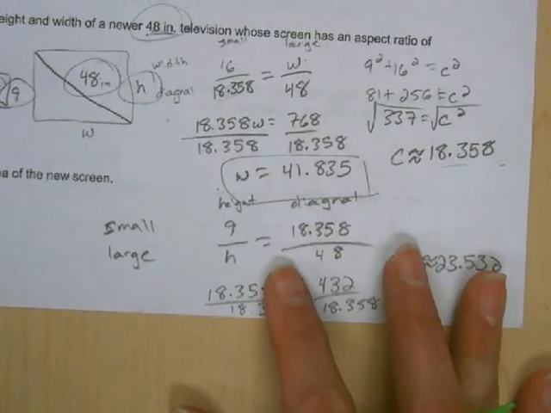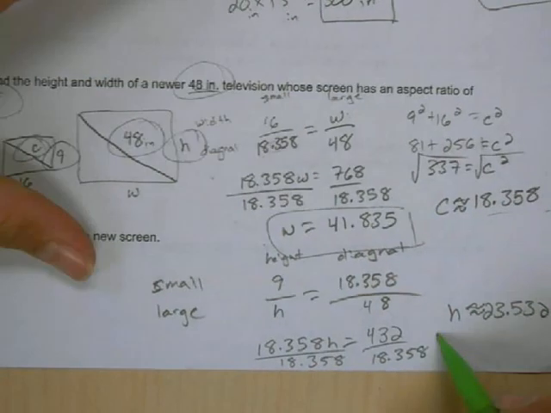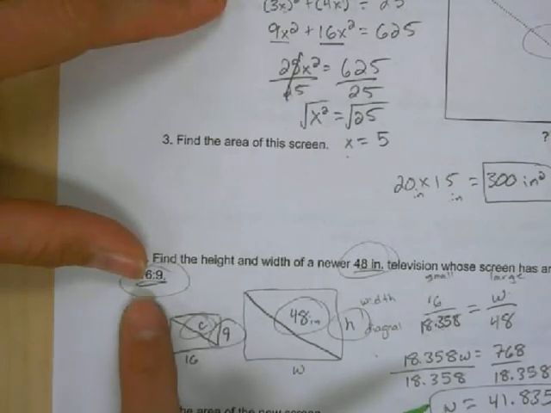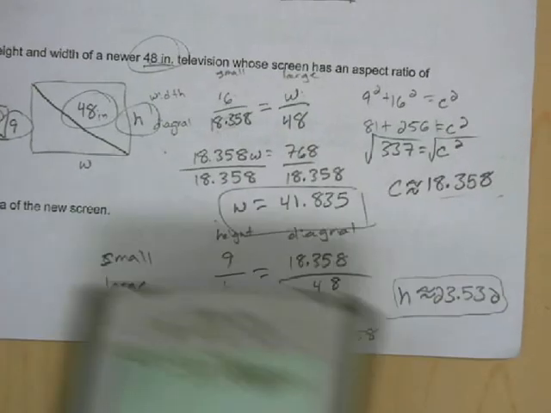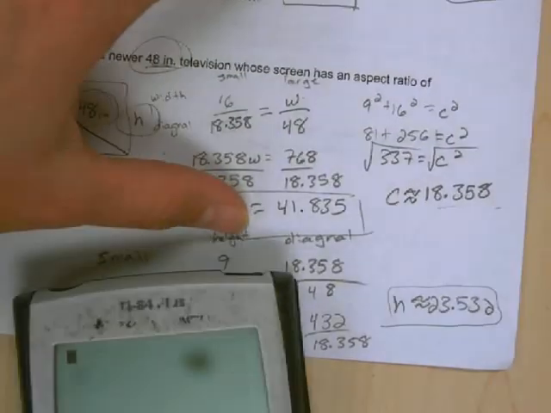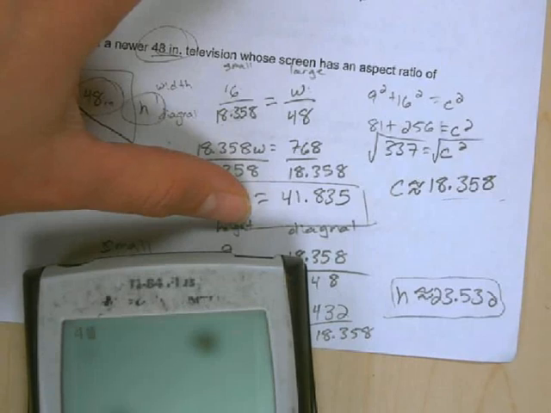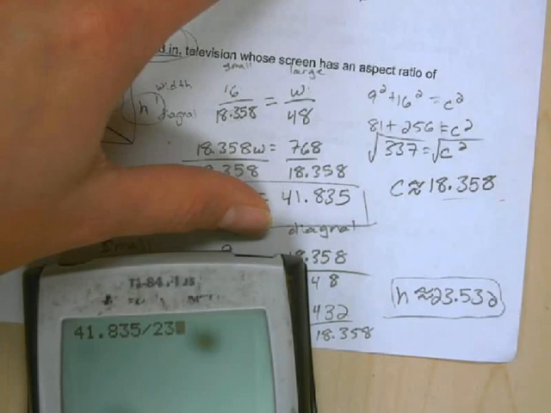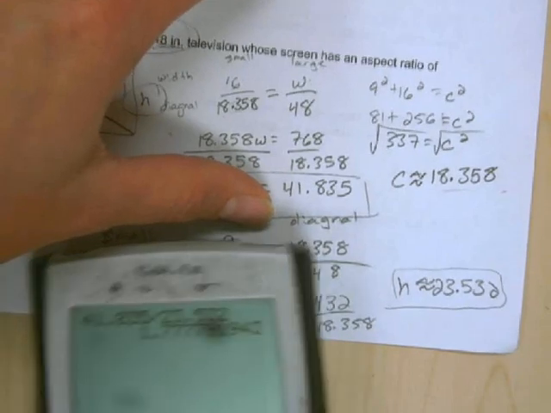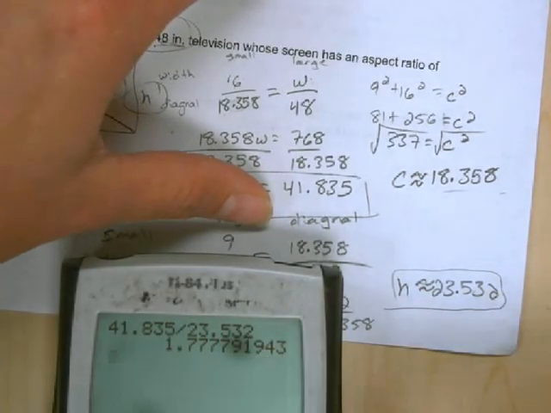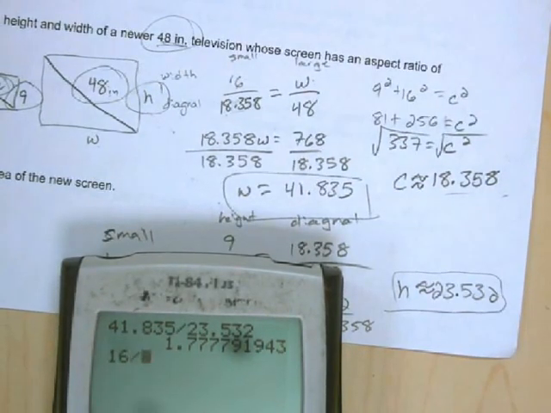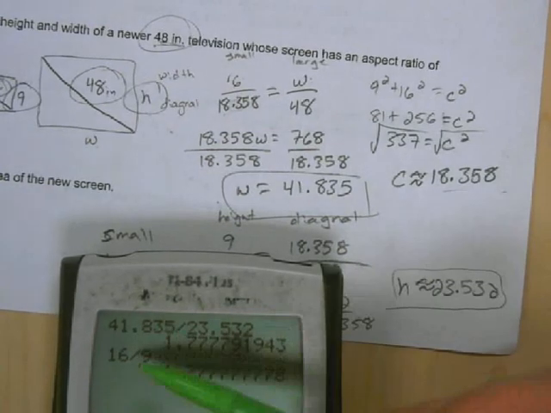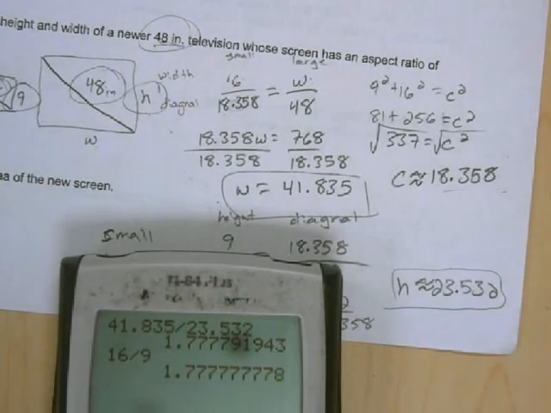Okay, and you can always go back and check your final answer. So when we divide this out, it should be the same as our 16 to 9. Now, it might be a little off because we had to round these numbers. But if I do 41.835 divided by 23.532, I get 1.77777, right? So when I do 16 over 9, you should get approximately the same number, because the ratios should be the same, which mine are. So that's a good way to go back and double check your answers.